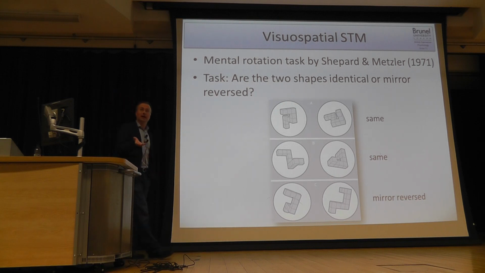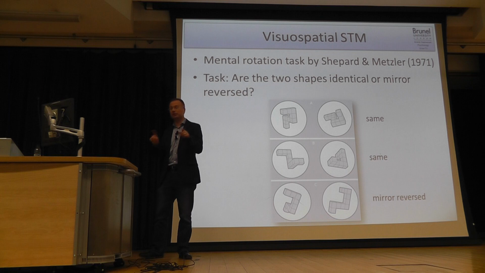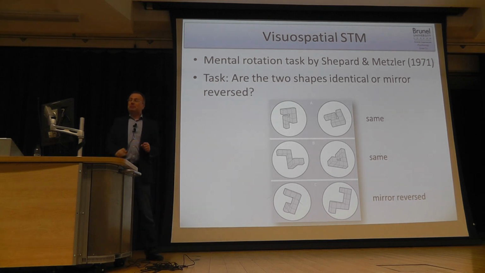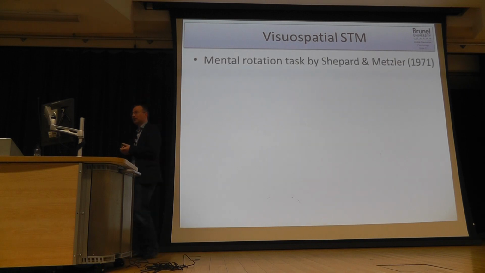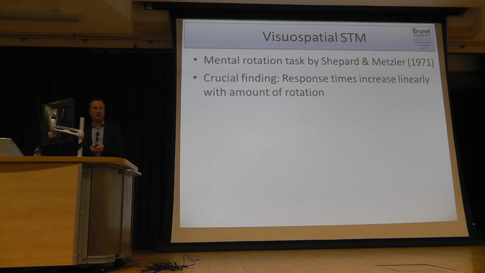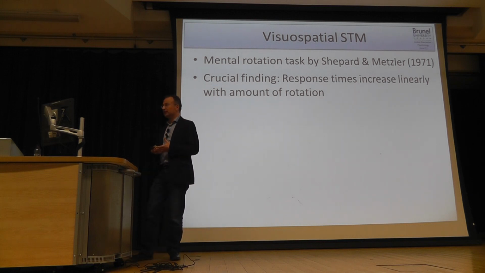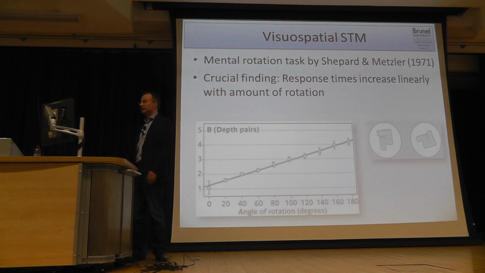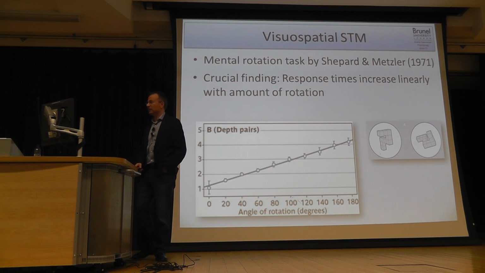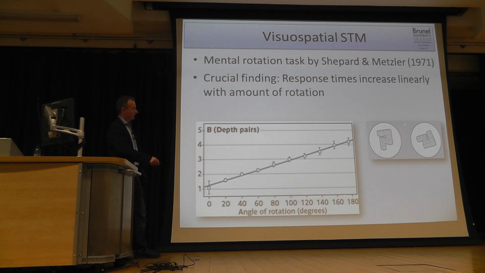So they did that task. That was a task to the participant, same or different. And what they manipulated was the angle, how much they rotated the objects. And what they found is that the time to decide whether it's the same or different linearly increased with the amount of rotation. So the more you rotate, this is a degree of rotation, the more time it takes to make your decision.